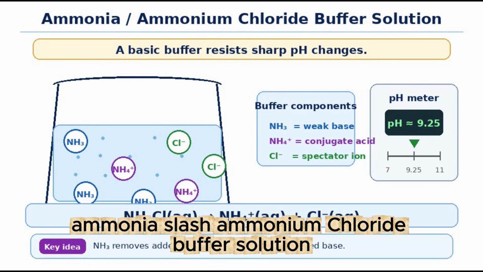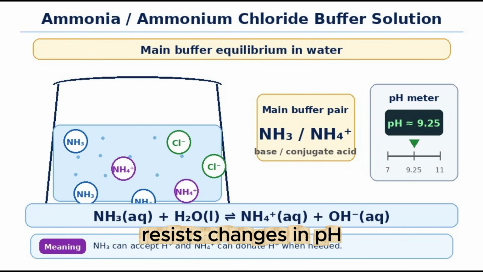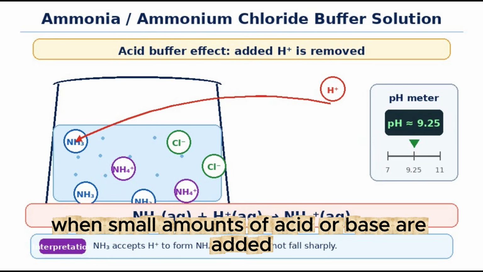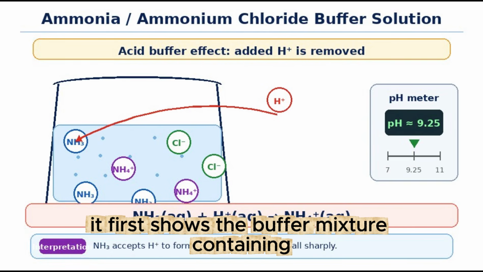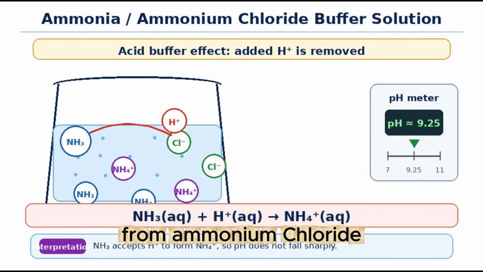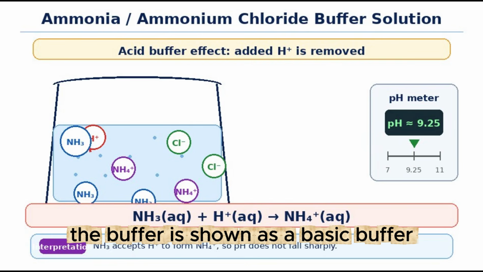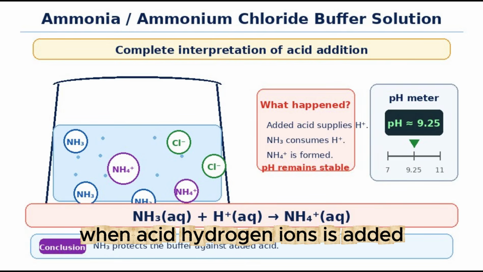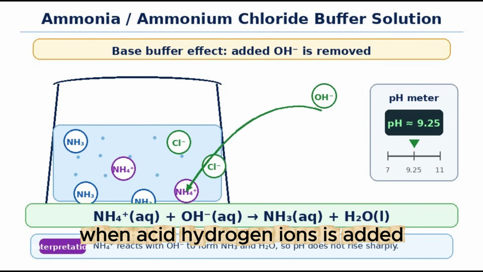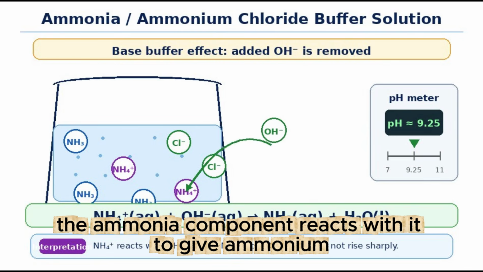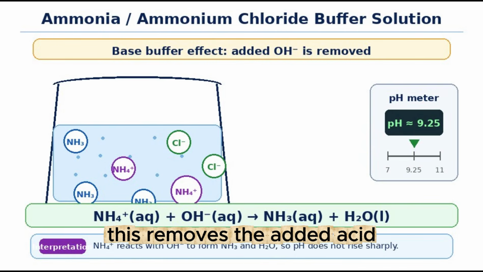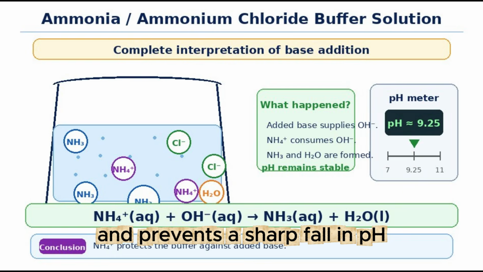The illustration here shows how a prepared ammonia/ammonium chloride buffer solution resists changes in pH when small amounts of acid or base are added. It first shows the buffer mixture containing ammonia and ammonium ion from ammonium chloride. The buffer is shown as a basic buffer with pH close to 9.25. When acid, hydrogen ions, is added, the ammonia component reacts with it to give ammonium ion. This removes the added acid and prevents a sharp fall in pH.